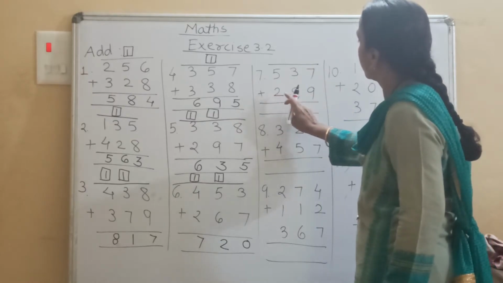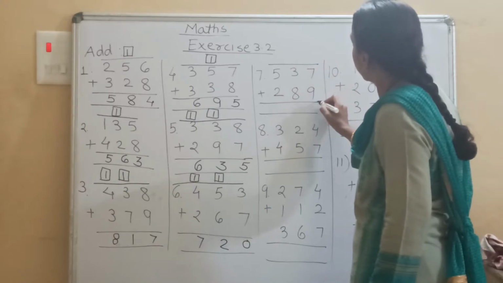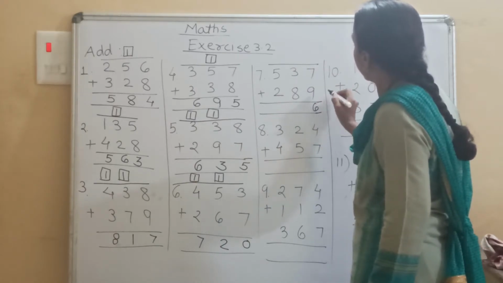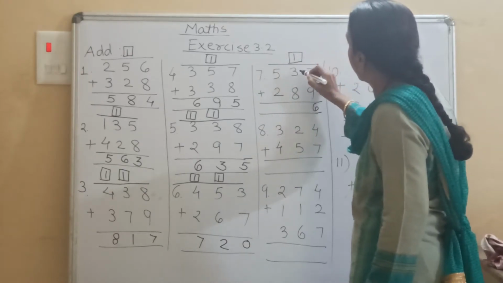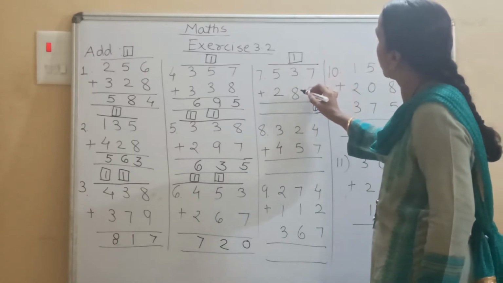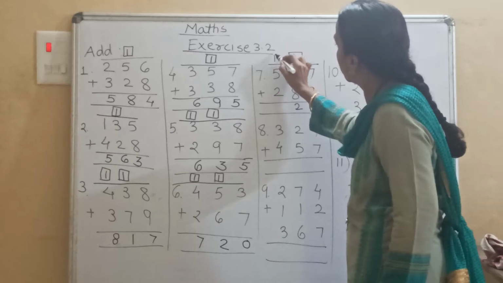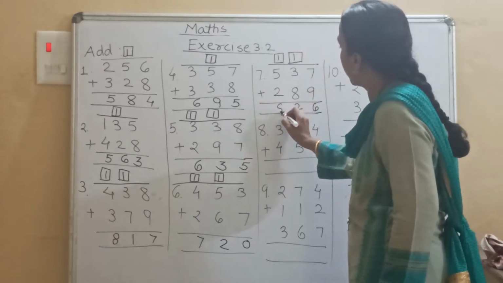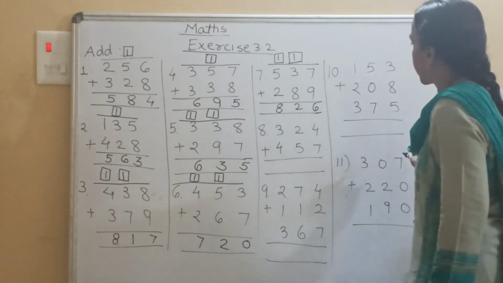Now see the seventh question. 537 plus 289. 9 plus 7. How much? 16. What is the carry? 1. Write down 1 here. 3 plus 1, 4. 4 plus 8, 12. Write down 2 here. Write down 1 here. 5 plus 1, 6. 6 plus 2, 8. What is the answer? 826.